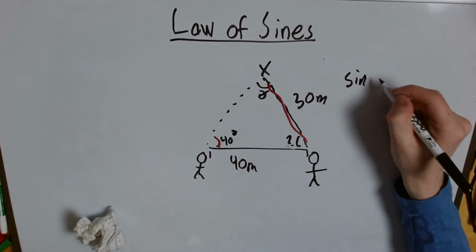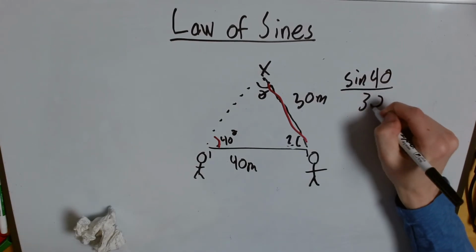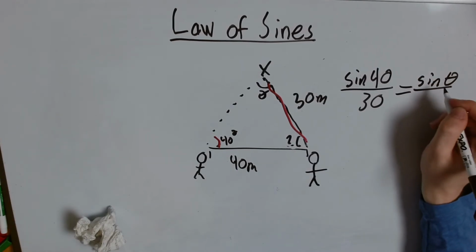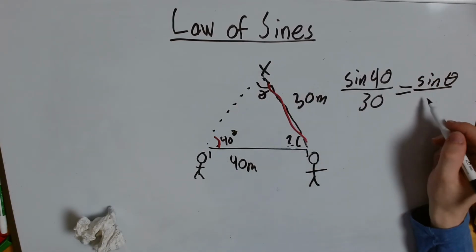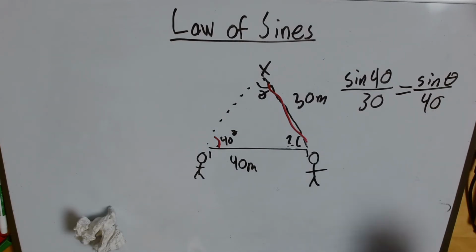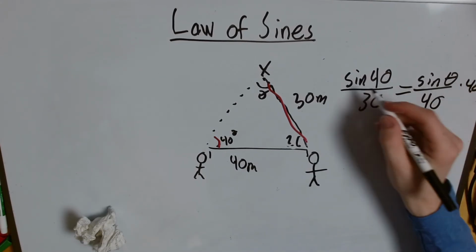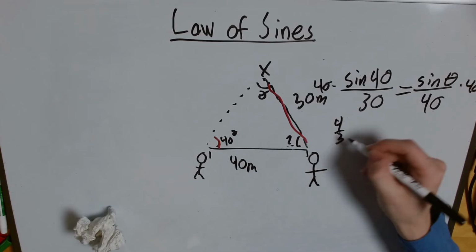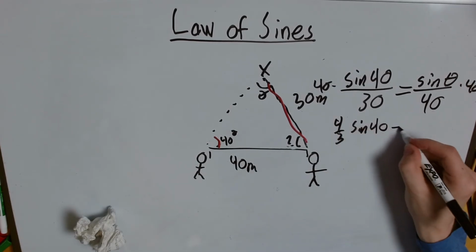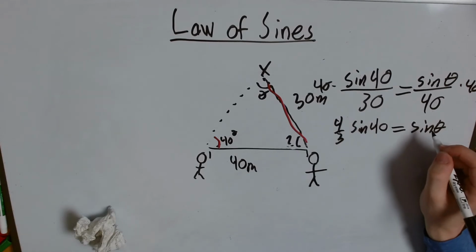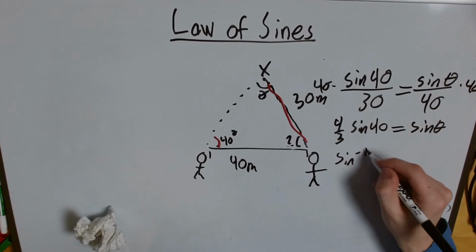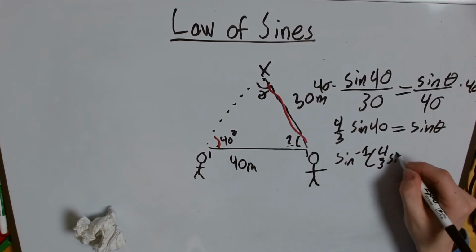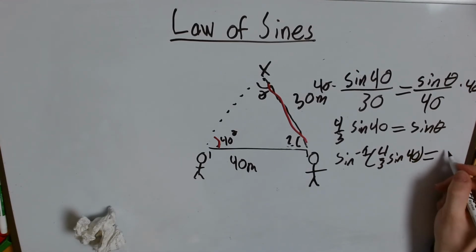Angle and opposite side length means I can write this as a law of sines. I can say sine of 40 over 30 is equal to sine of theta, all over the opposite side length, which is 40, right? And I want to find theta, so I'm going to multiply both sides by 40 just to get theta all by itself. I have 4/3 sine of 40 equals the sine of theta. I'm going to take the inverse sine of both sides, so I can just get my theta. So the inverse sine of 4/3 sine of 40 equals theta.